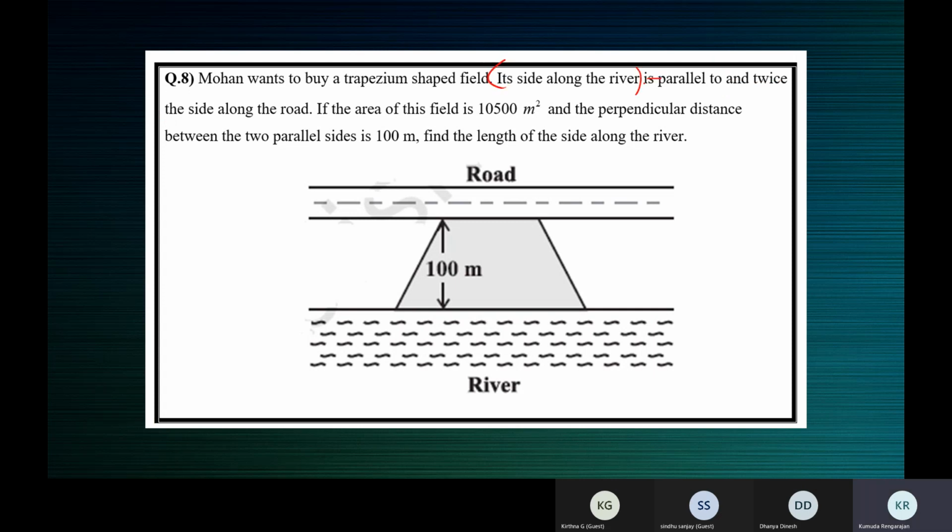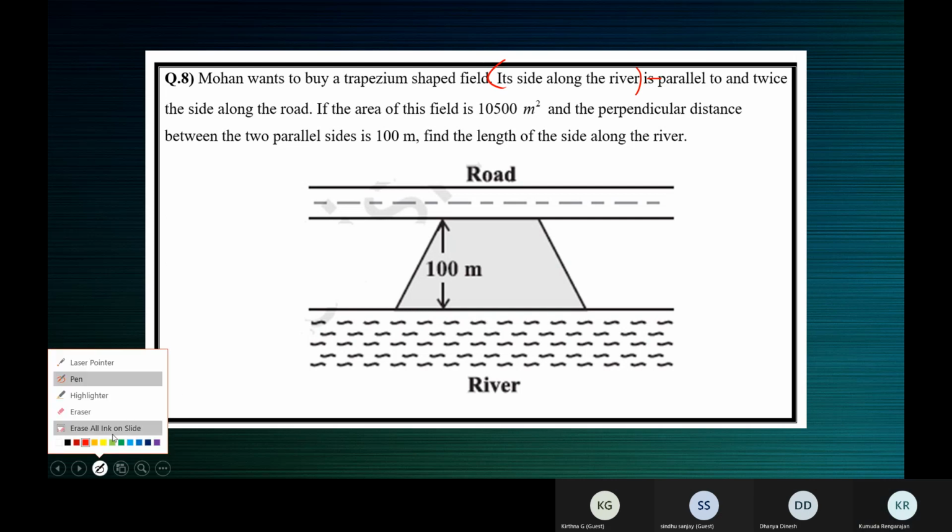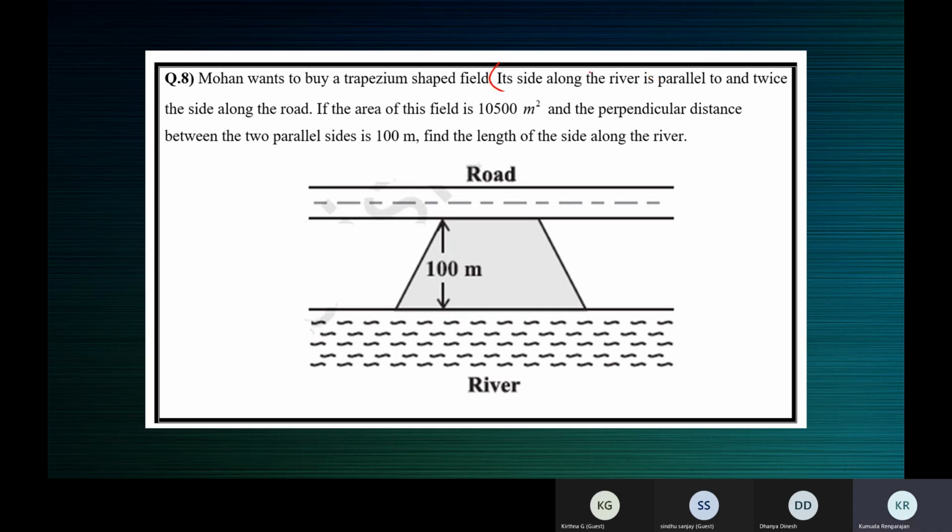Its side along the river is... now this parallel to we already read. Its side along the river is twice the side along the road. So two things are given.